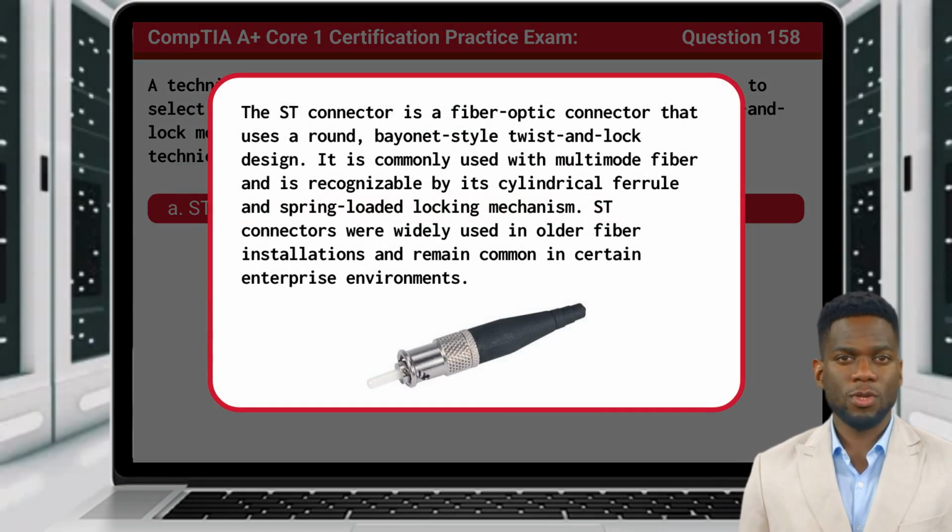The ST connector is a fiber optic connector that uses a round, bayonet-style twist and lock design. It is commonly used with multimode fiber and is recognizable by its cylindrical ferrule and spring-loaded locking mechanism. ST connectors were widely used in older fiber installations and remain common in certain enterprise environments.